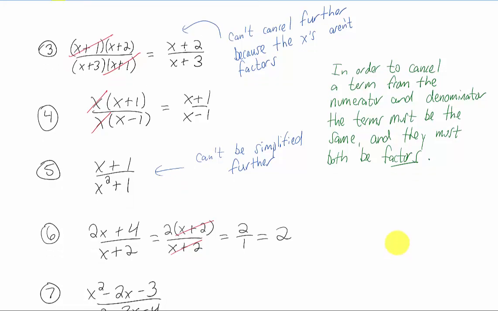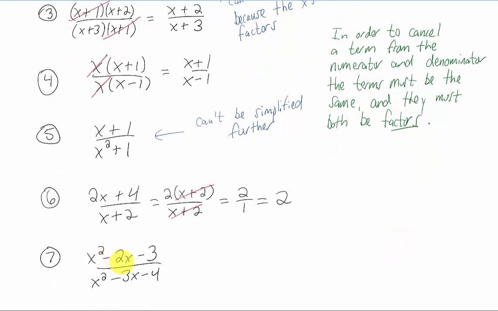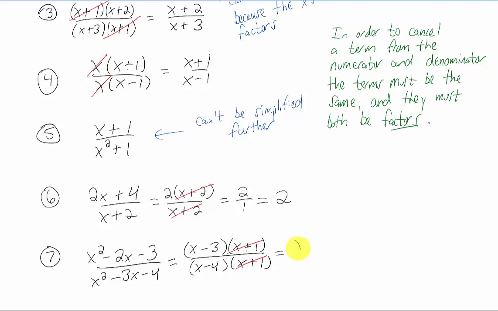Okay, let's do one more example and we'll be finished. Can we reduce this at all? Well, I'm not sure. But what we should probably do to make sure is factor the numerator and denominator separately. Fortunately, we're really good at factoring now, and the numerator factors into x minus 3, x plus 1. The denominator factors into x minus 4, x plus 1. And now you'll notice that there's a factor in the numerator and denominator that are the same. We can cancel them, and we're simply left with x minus 3 over x minus 4.